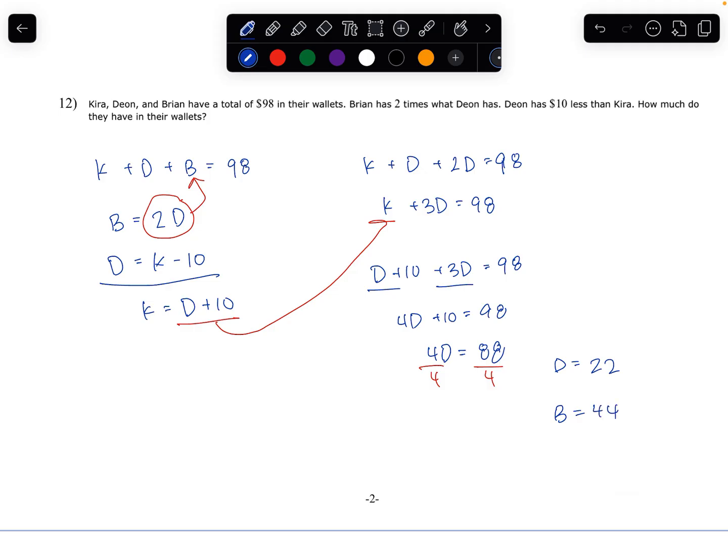And then Kira has 10 more than Dion. So that should be 32. So K should be equal to 32. And you can add those together. 44 plus 22 plus 32. And I get 98. So I think that should check out.